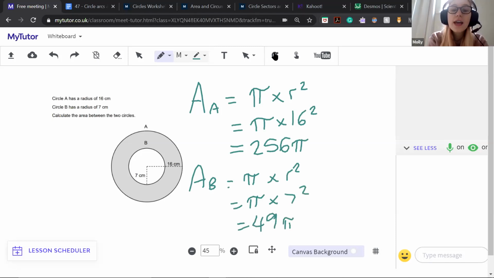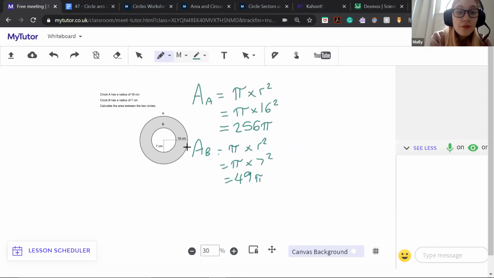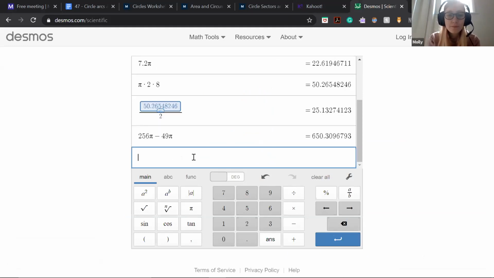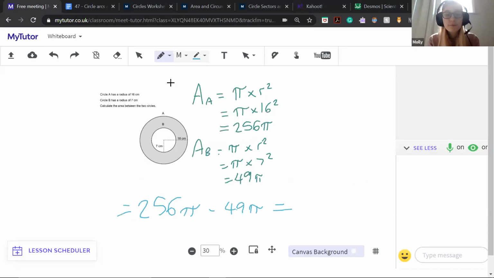The reason I've done that is because it's less for me to put on my calculator. See, now I can just say that the area of the shaded region is 256 pi minus 49 pi. And that's just one thing for me to put on my calculator. So that's just kind of a little trick that I would recommend. There you go, 650.31 centimeters squared. And there you go.